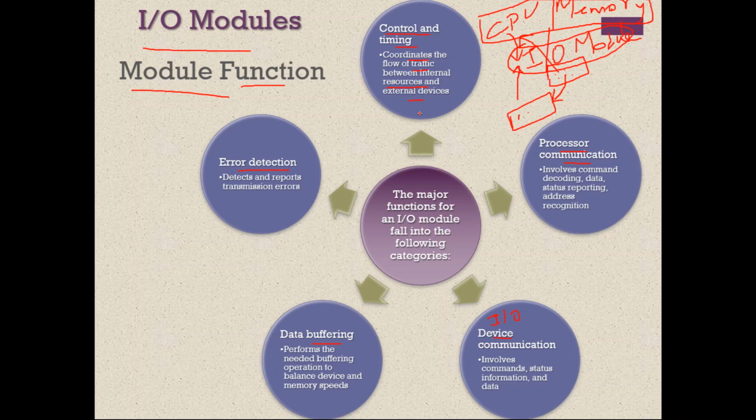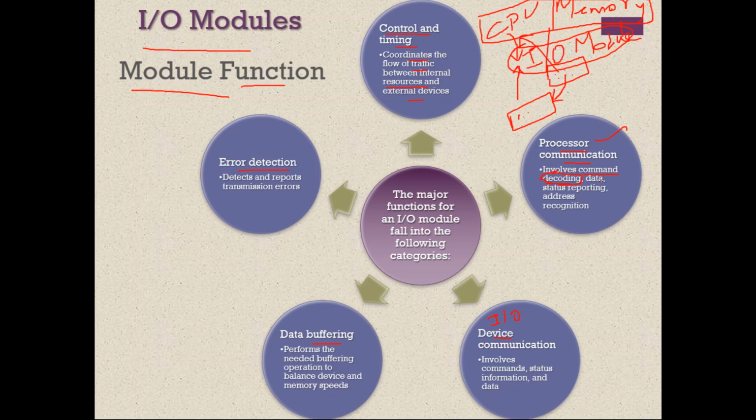And then the IO module also performs communication with the processor, because the IO module acts as an interface between the internal resource and the external devices. So it also performs processor communication. The processor may give some command like, I want this data from so and so IO device. That command should be decoded first, so that the IO device will understand what is to be done. Then it will perform that particular operation on that particular device and give the result.